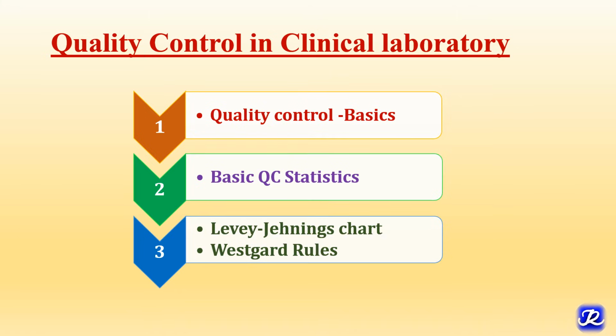Quality control in clinical laboratory will be discussed in 3 parts. The first part will include quality control basics. In the second part, we are going to discuss basic QC statistics, and in the third part, we will be discussing the Levey-Jennings chart and the Westgard rules.